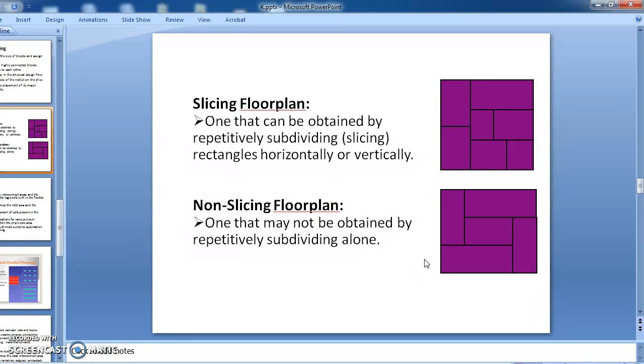Floor planning is classified into two types. First one is slicing floor planning. Second one is non-slicing floor planning. In slicing floor planning, the blocks are subdivided. In non-slicing floor planning, the blocks are not subdivided. This is the structure of slicing and non-slicing floor planning.